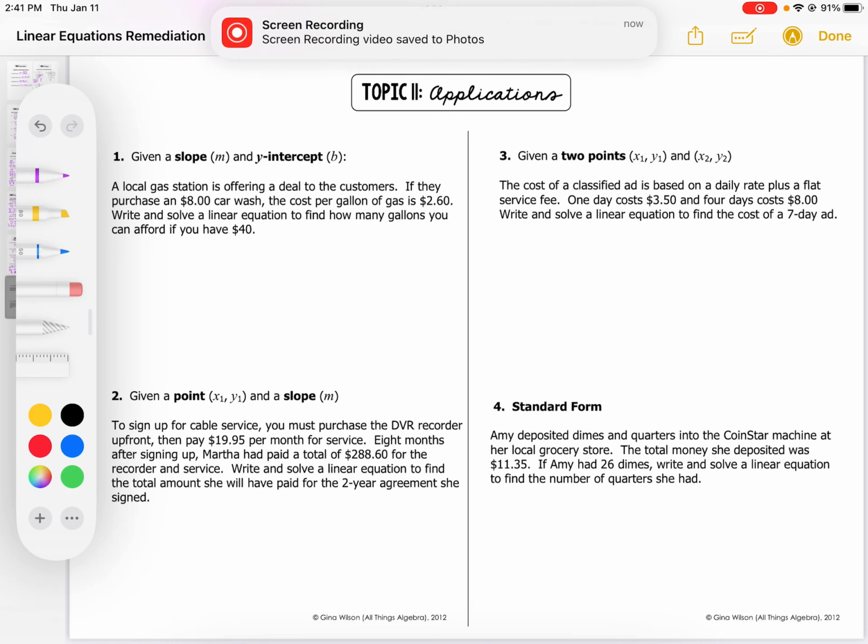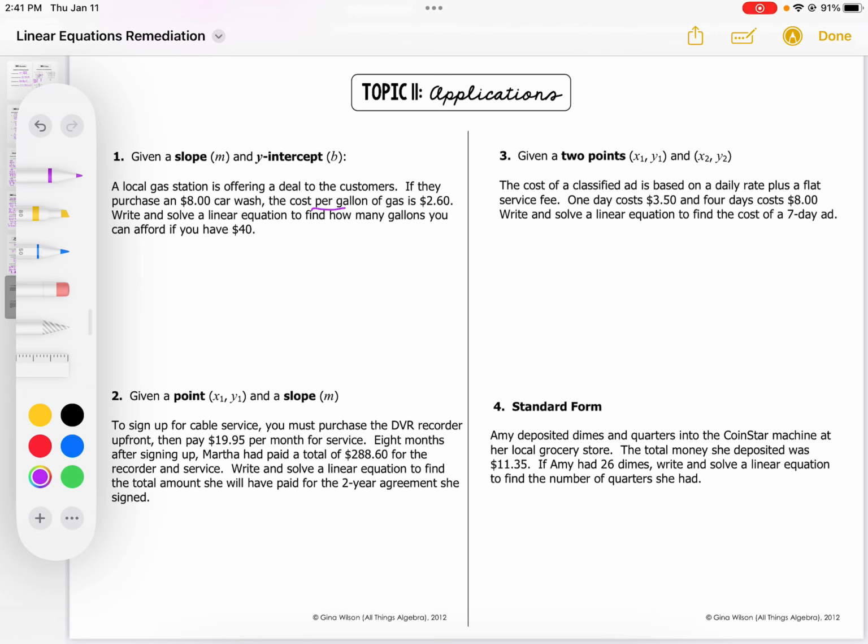Okay, and for our favorite application question. So I'm going to forget what information they give you, and we're just going to roll with it. So number one, a local gas station is offering a deal to the customers. If they purchase an $8 car wash, the cost per gallon of gas is $2.60. We should stop there. Cost per gallon of gas.